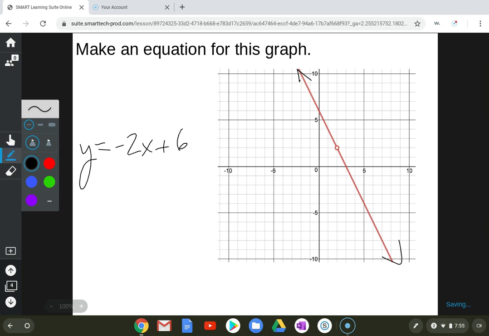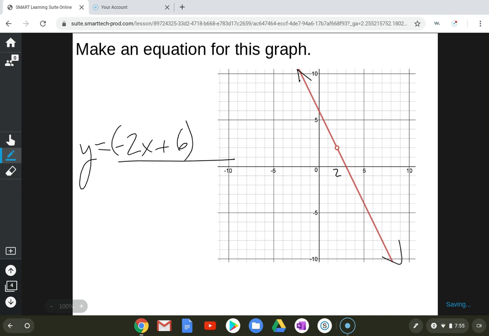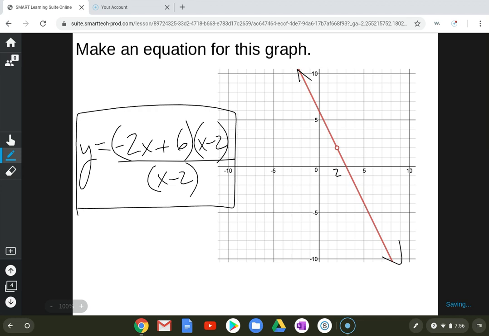So where is this hole? It's at x equals 2. So we have to multiply this guy, top and bottom, by an x minus 2 in order to generate that hole. So our equation for this graph would be this guy right here. -2x plus 6 times x minus 2 over x minus 2.